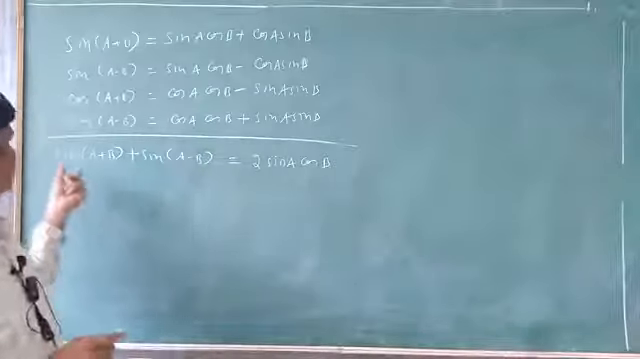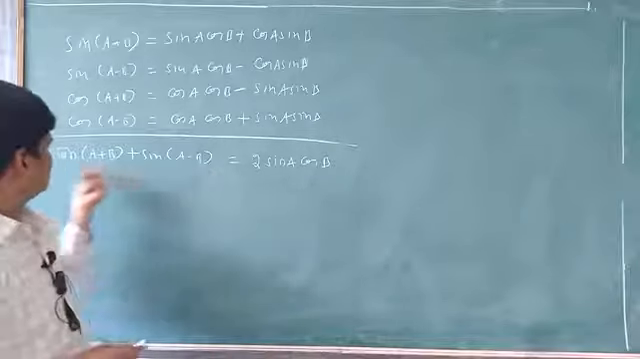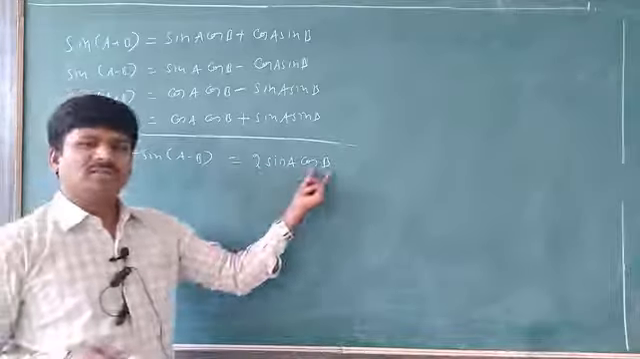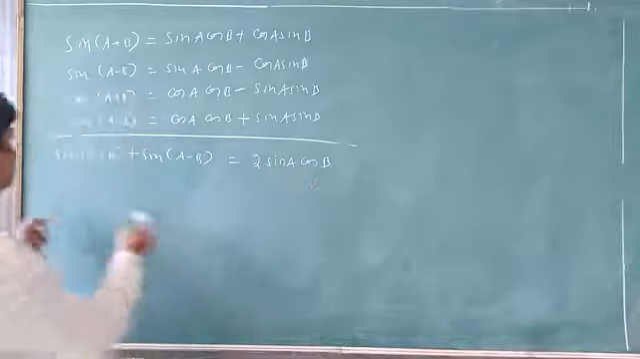Okay. So then what is the formula of sin of a plus b plus sin of a minus b? It is 2 sin a cos b. Okay. It is the first formula.